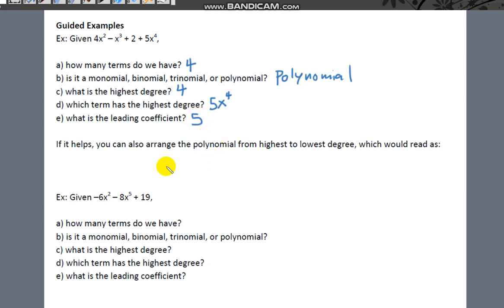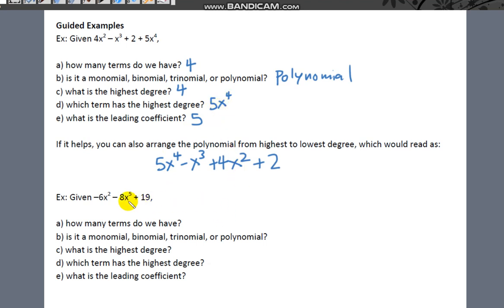Okay? If it helps, you can rearrange the polynomial from highest to lowest degree. So if I were to do this, this would be 5x to the 4th minus x cubed plus 4x squared plus 2. So that's how I would rearrange it from highest degree to lowest degree. If you look at it, still 4 terms. The highest degree would be there. And of course, this would be the leading coefficient, the one that's in front.